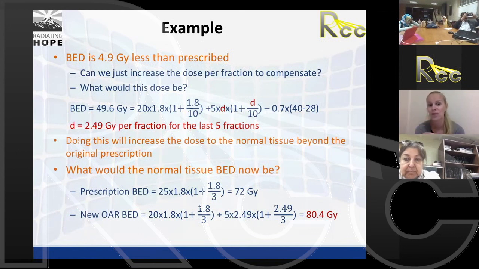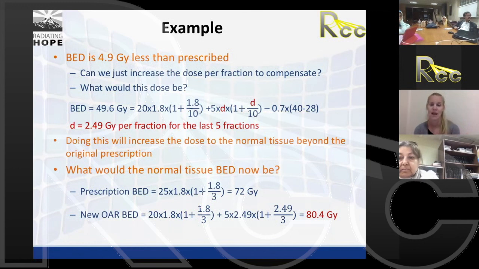So if we wanted to do that, we have to now determine what the dose per fraction should be in order to get the same biological effective dose of 49.6 with our overall treatment time of 40 days instead of 33. So we need to work backwards and find what D would be. So in this case, for the last 5 fractions, you'd need to give 2.49 gray per fraction for the last 5 fractions instead of 1.8 gray per fraction in order to have the same biological effective dose to our tumour.